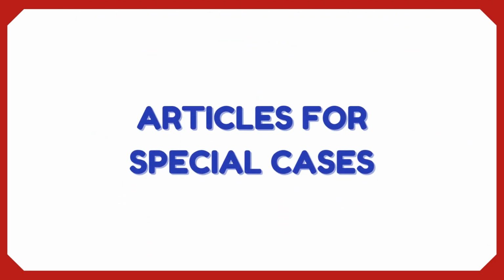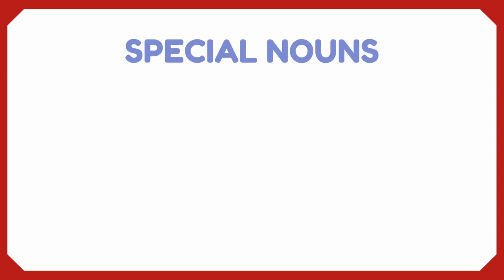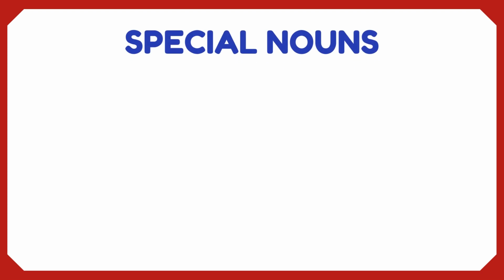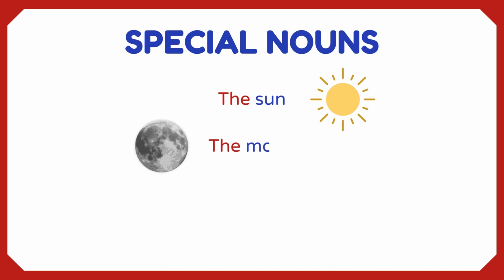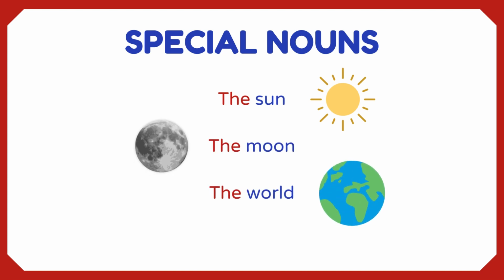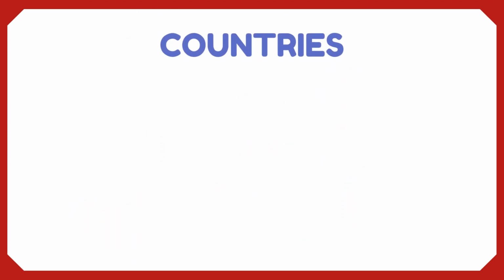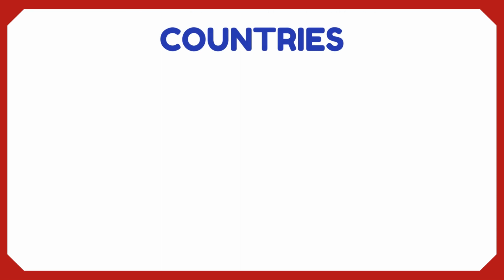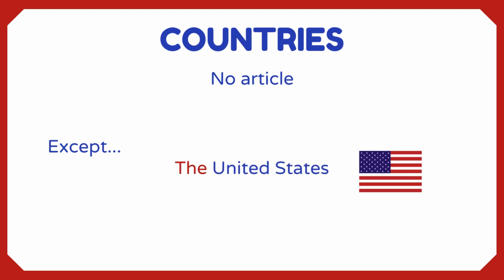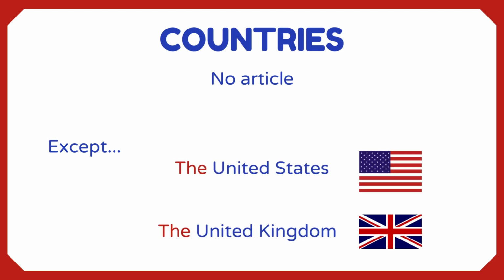Now let's talk about which article to use for more specific nouns or types of nouns. Certain nouns always use the: the sun, the moon, the world, the universe. For most countries, we don't use an article before them, unless they have one in their name. For example, the United States, the United Kingdom.